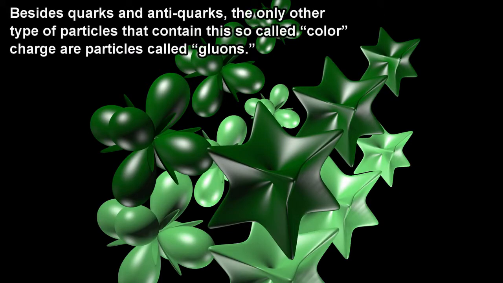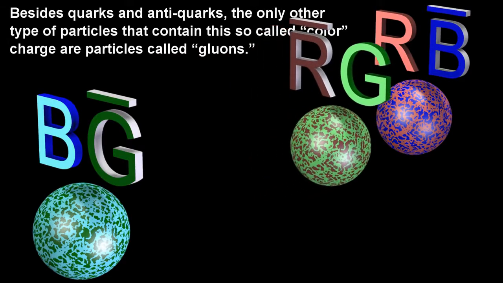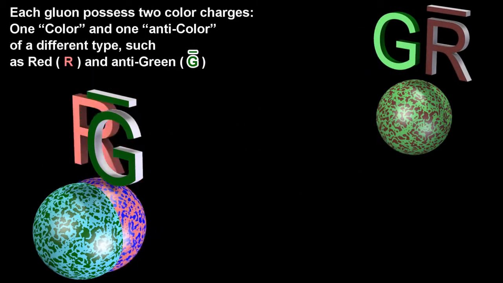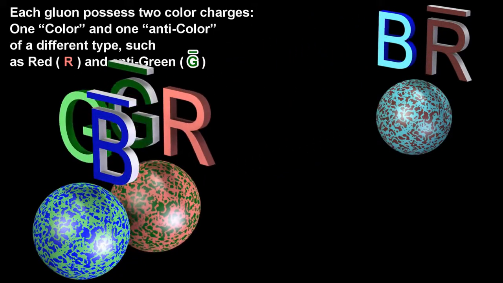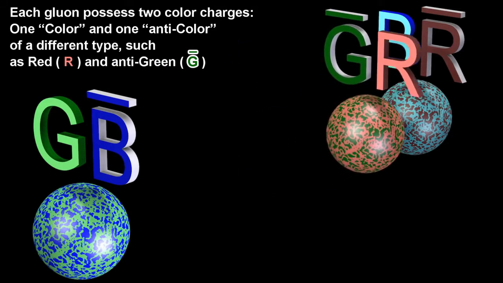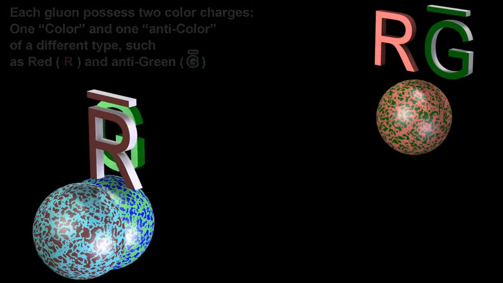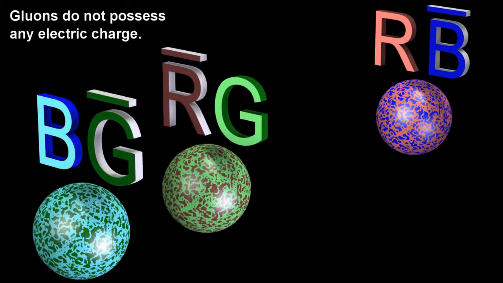Besides quarks and antiquarks, the only other type of particles that contain this so-called color charge are particles called gluons. Each gluon possesses 2 color charges, 1 color and 1 anticolor of a different type, such as red and anti-green. Gluons do not possess any electric charge.